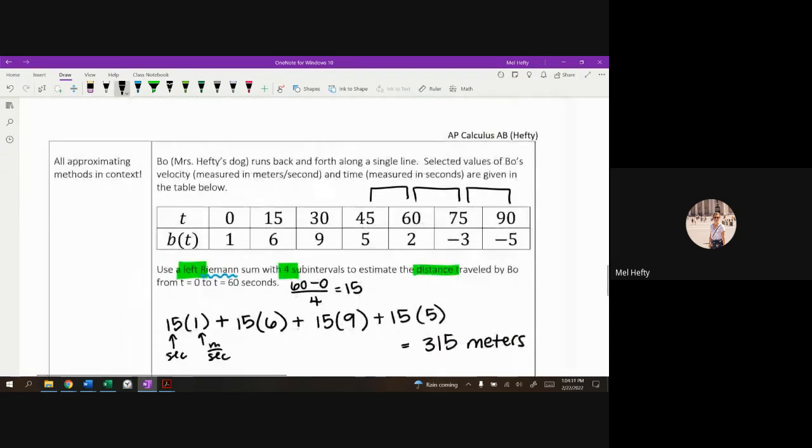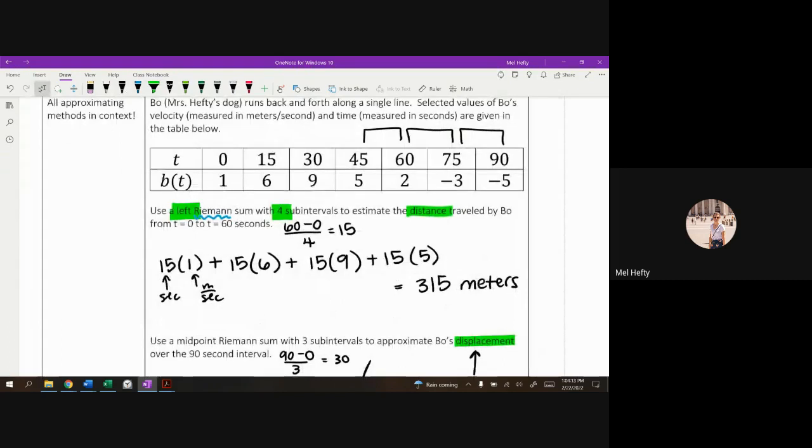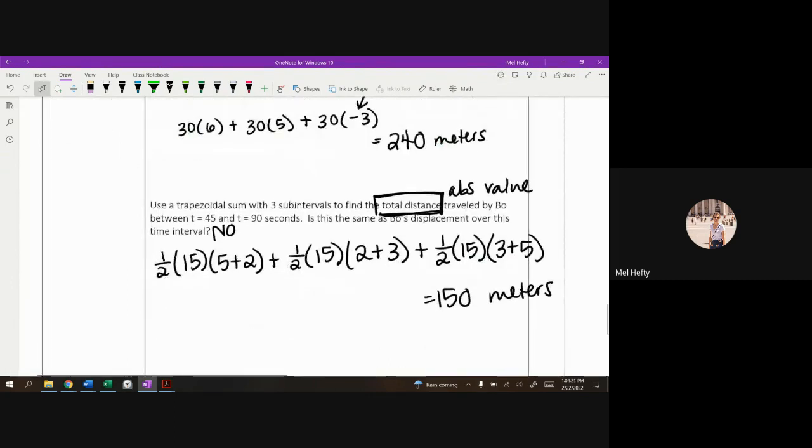So the first one we did is technically distance and displacement here because all of the velocities were positive. So it didn't matter either way. So we'll only have to pay attention when they're negative.